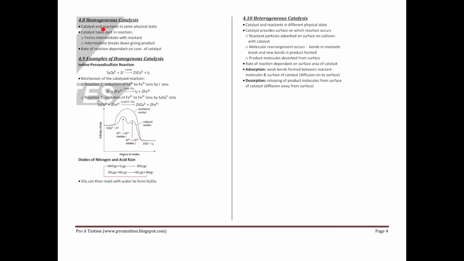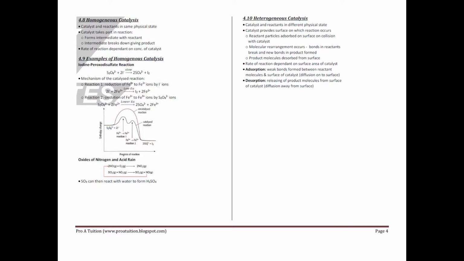Okay, let's see. Catalyst and reactants are in the same physical state, and the catalyst takes part in the reactions. The catalyst will form intermediates with reactants, and the intermediate breaks down giving products. So they form an intermediate. The rate of reaction is dependent on the concentration of catalyst. That means your catalyst will be one of the parts in the rate equation.